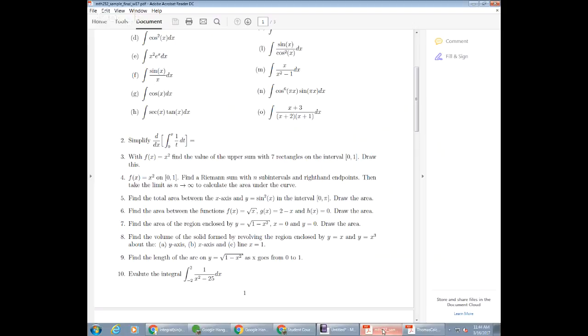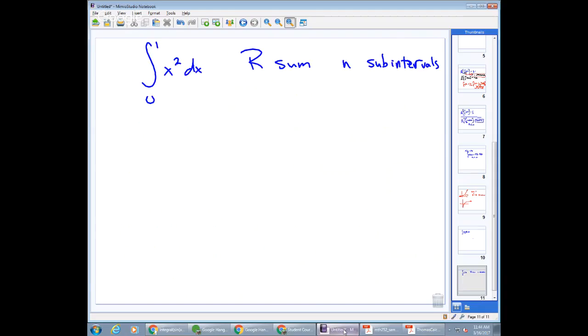Okay, so where'd you go? Oh, no, I'm doing the wrong one. There are two different versions. There's an upper sum on x squared from 0 to 1 with 7 rectangles, and there's a generic Riemann sum with n subintervals. Which one do you want to do, 7 or n? Oh, that's almost unanimous. Okay, so we have n here.